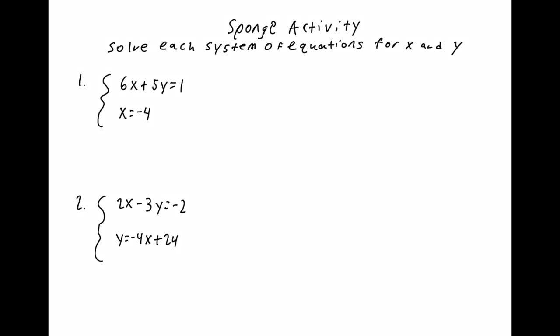Alright, now time for the sponge activity. Solve each system of equations for x and y. So on number 1, you have 6x plus 5y equals 1, and x equals negative 4. So one variable is already solved for you as a number. And number 2, 2x minus 3y equals negative 2, and y equals negative 4x plus 24. So in this case, you have a variable solved for you in terms of x. So solve each equation for x and y, noticing that number 1 already gives you x. So in that one, you only have to solve for y.